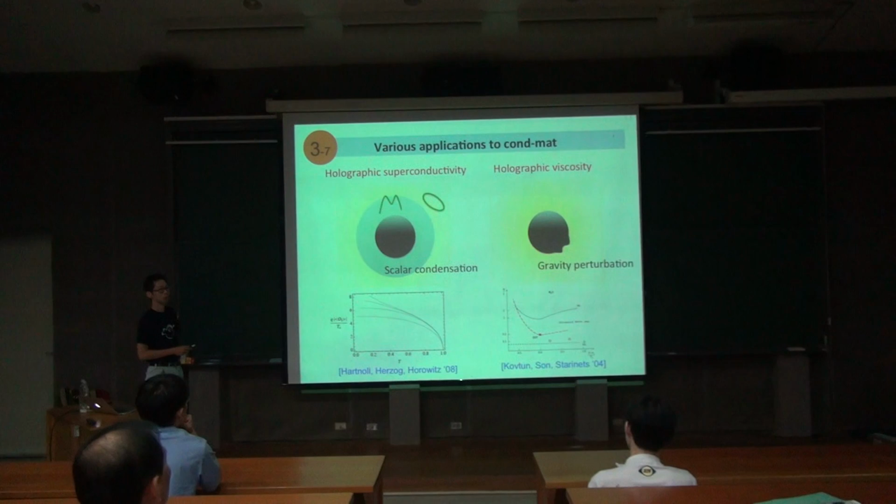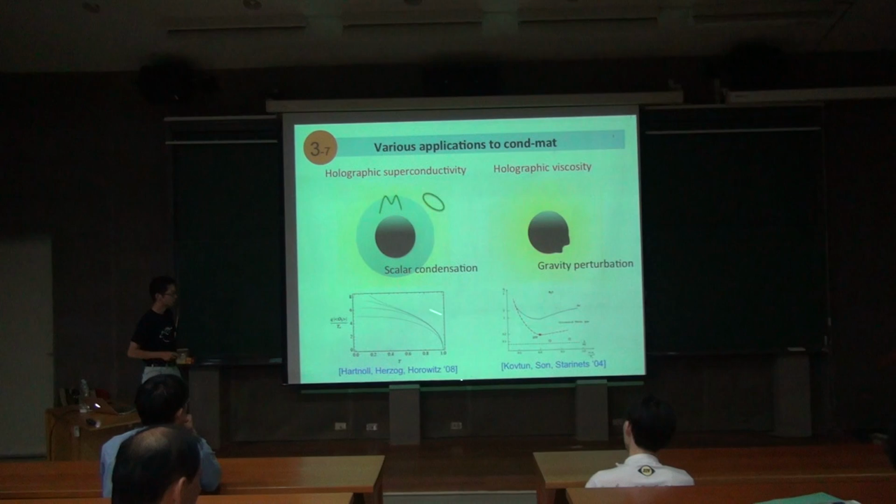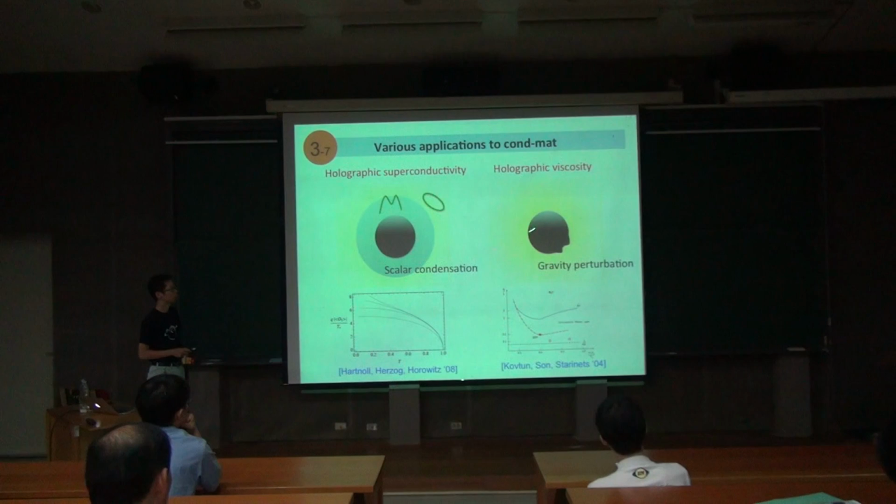For example, there are theories for the problem of superconductivity, viscosity, and there are many famous papers. Corresponding to these pictures, there are some higher dimensional black hole pictures, and people use this high dimensional gravity to get superconductivity.